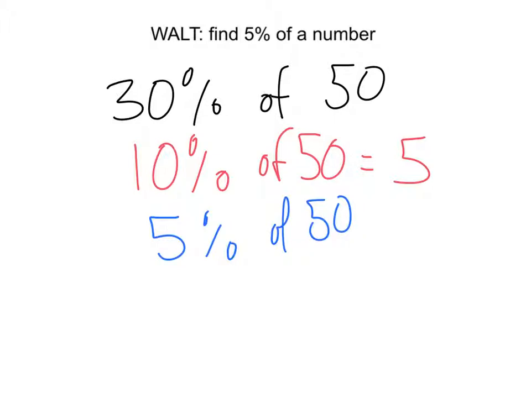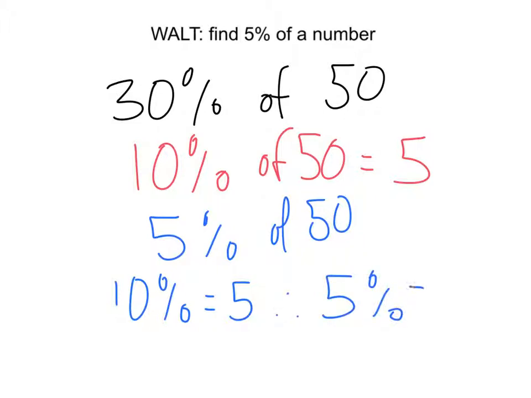If we know that 10% equals 5, therefore 5% is going to be half of that, which is 2.5. So 5% of 50 is 2.5.